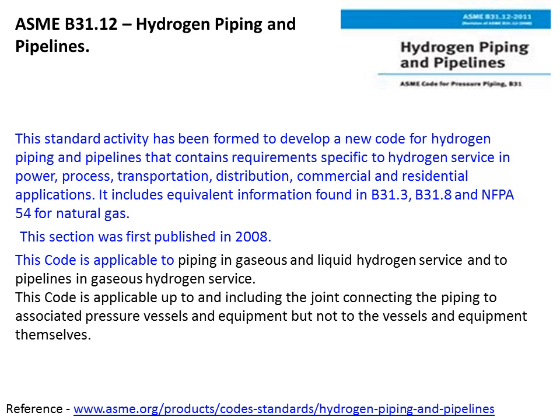This code is applicable to piping in gaseous and liquid hydrogen services and to pipelines in gaseous hydrogen services. This code is applicable up to and including the joint connecting the piping to associated pressure vessels and equipment, but not to the vessels and equipment themselves.